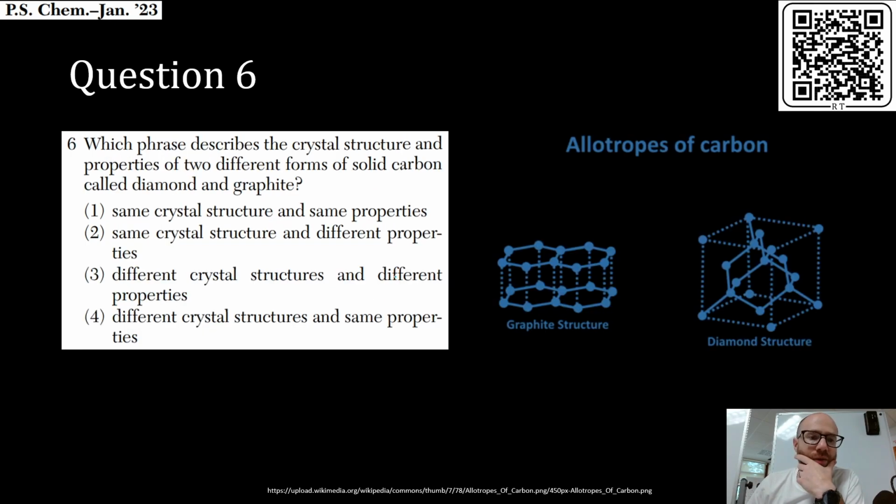Question 6 shows up about every Regents or so, maybe every other, and it's this question about where properties and structure meet. Property and structure are a direct relationship, so I included pictures here of what graphite and diamond look like, but you don't really need that to answer the question. If you've got 2 different forms of solid carbon and they have different names, then you know that they have different properties, and they can't have different properties unless they have different crystal structures. And you can see from the images they have different crystal structures, but I don't expect you to commit these to memory. So the answer here is different, which is choice 3.